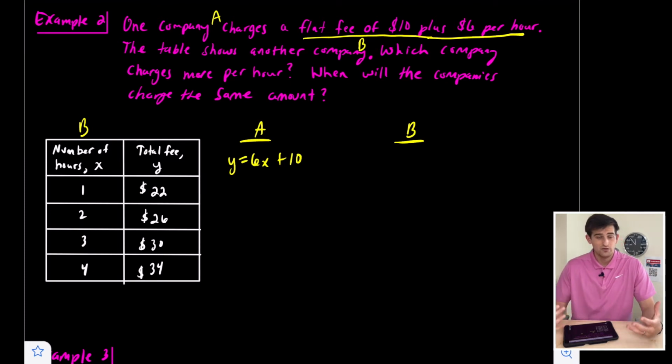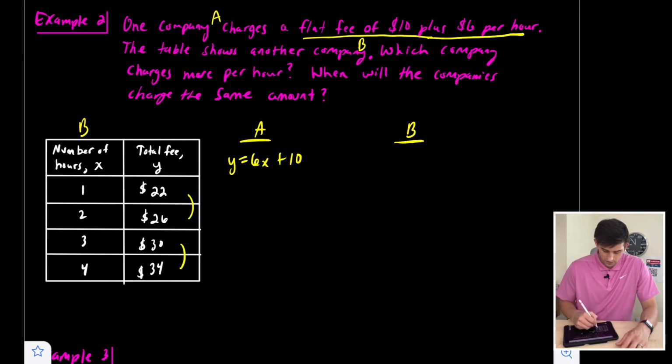So we don't know the y-intercept or the initial value. We have to figure that out. But we can figure out the slope, because how are our values changing? Well, we are going up by 4, right? So we know this is y equals 4x. And now we have to figure out what our y-intercept is.